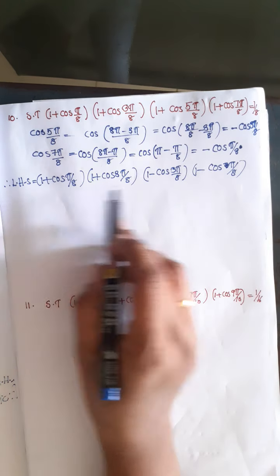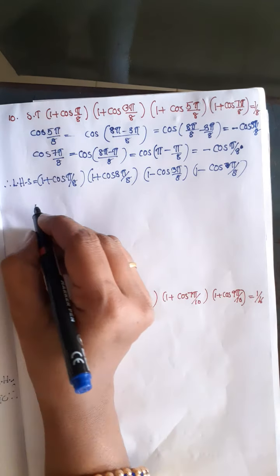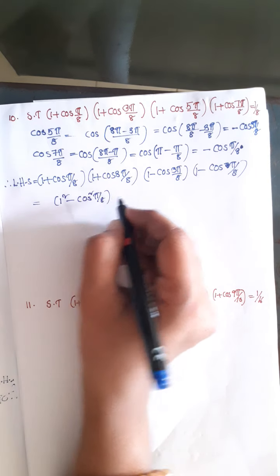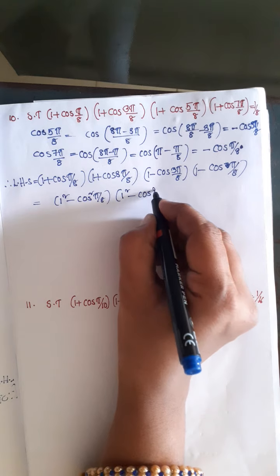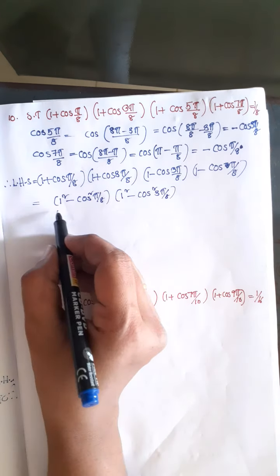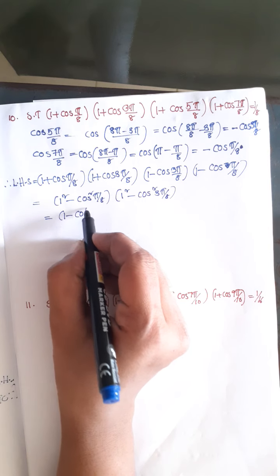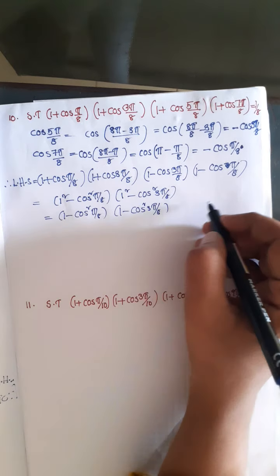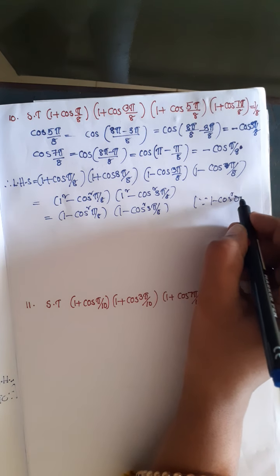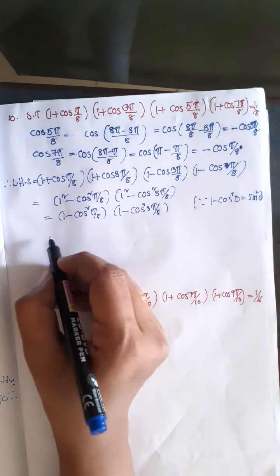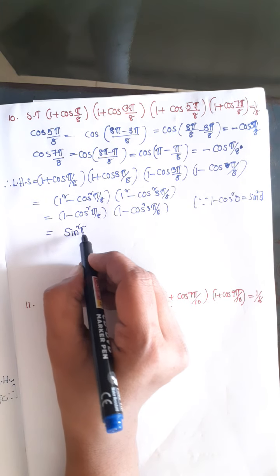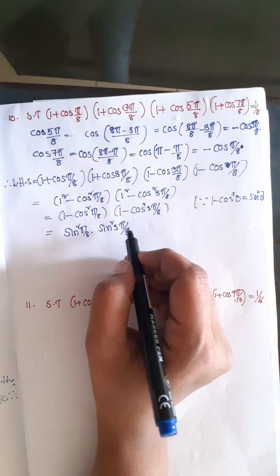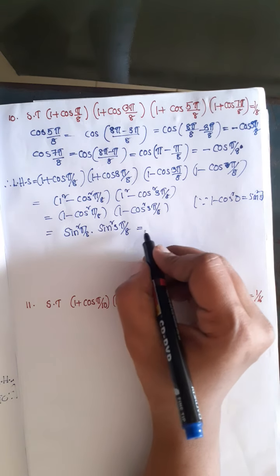Once you observe here, a plus b into a minus b, a plus b into a minus b. So what do you get here? 1 square minus cos square pi by 8, and here 1 square minus cos square 3 pi by 8. So 1 minus cos square pi by 8, 1 minus cos square 3 pi by 8. See, 1 minus cos square theta you can write as sin square theta, right? So you replace it: sin square pi by 8 into sin square 3 pi by 8. So here we can simplify.